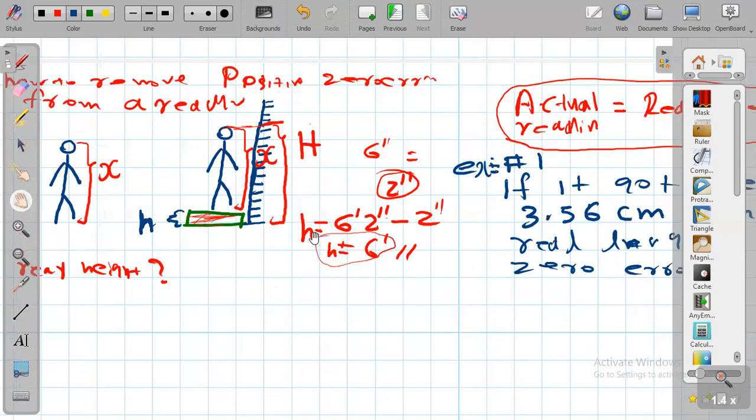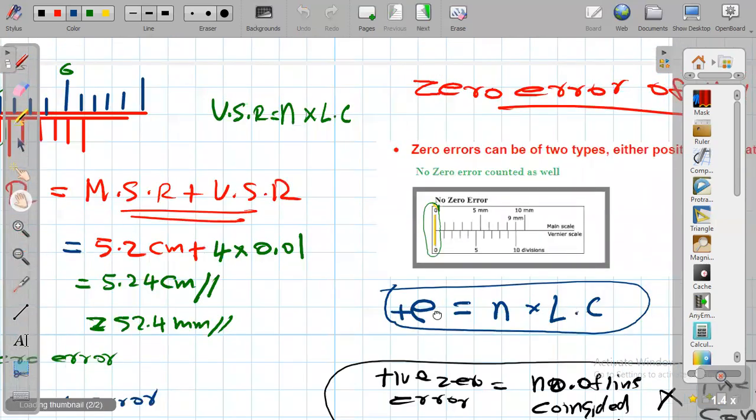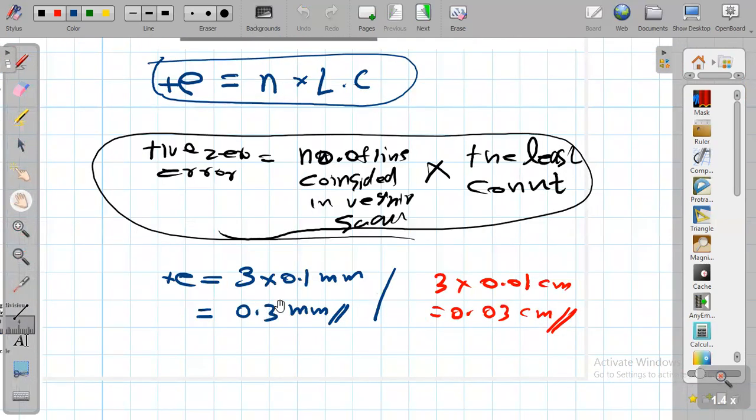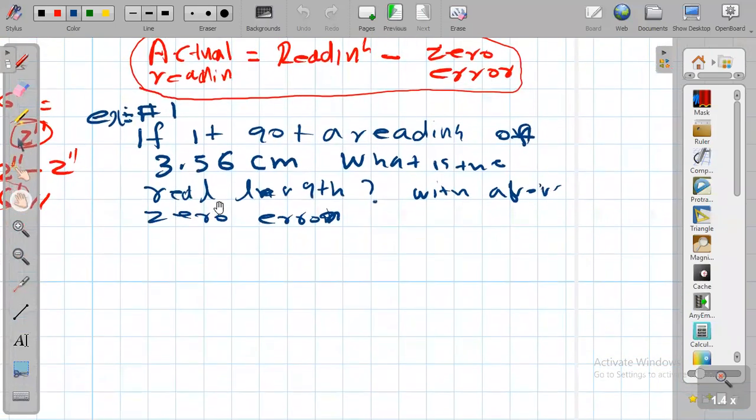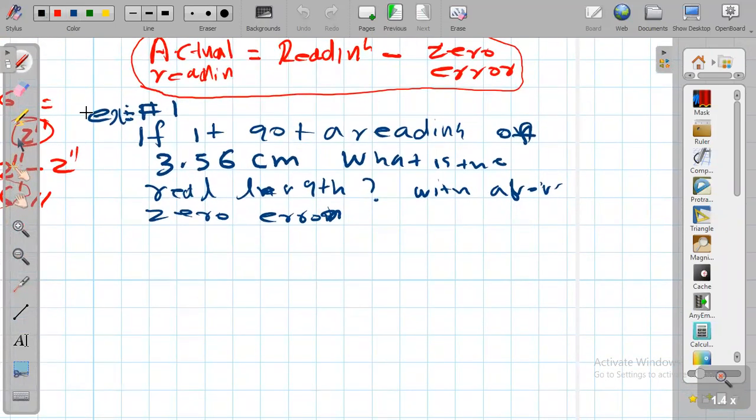What is my zero error as the above one? Here, see, the zero error was 0.3 millimeter. In terms of centimeter, it's 0.03 centimeter. Right. Now let me know, you know the zero error already. The positive error was 0.3 millimeter or 0.03 centimeter. Now what is the reading?